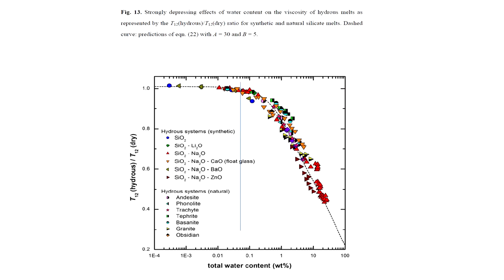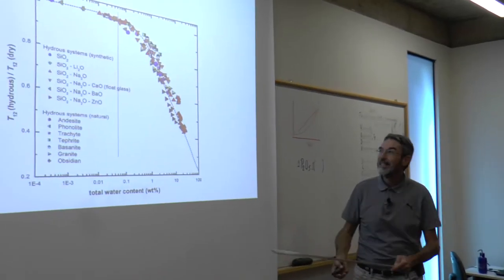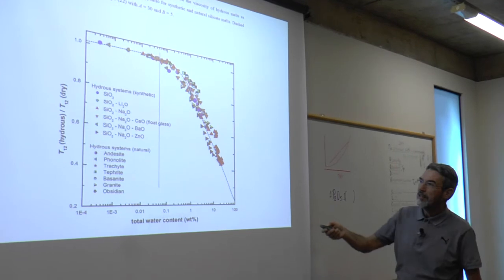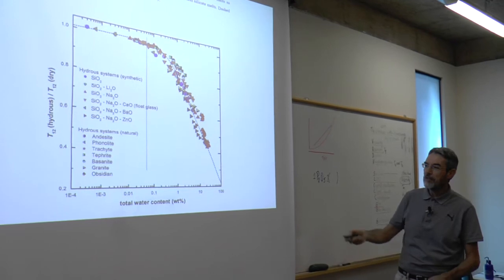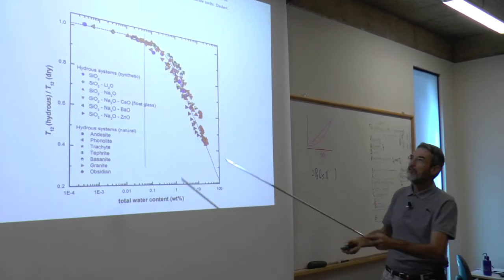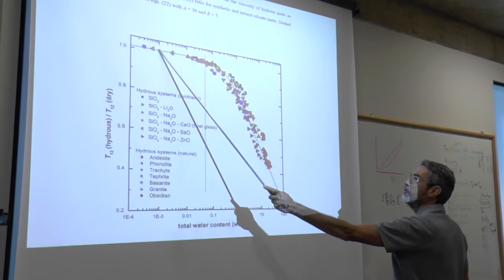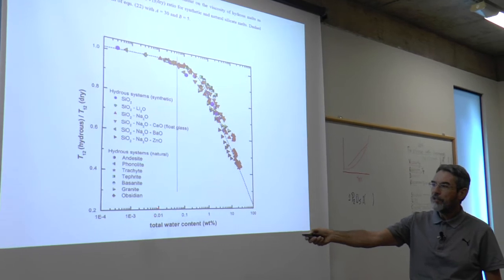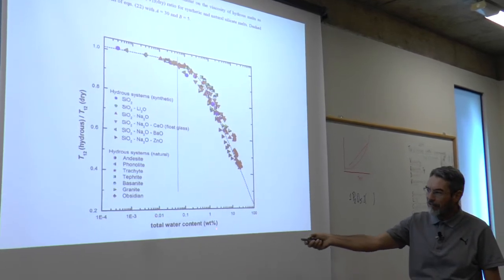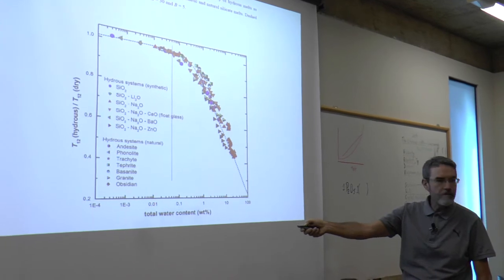Water. I have already told you the effect of water is terrible. Well, it could be welcome if you want to decrease the viscosity of a glass, but it's very strong. So these are silicate systems, different silicate systems with different contents of water. You see, in the beginning, it doesn't change much until 0.01% or so. These are very, very small quantities.